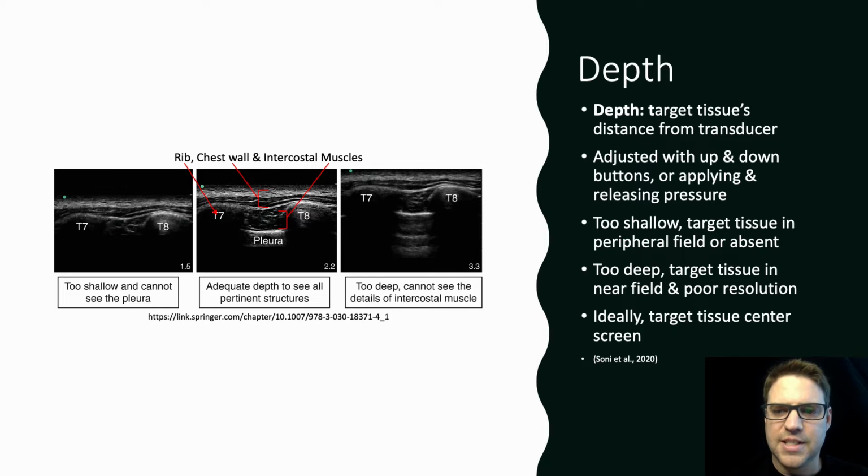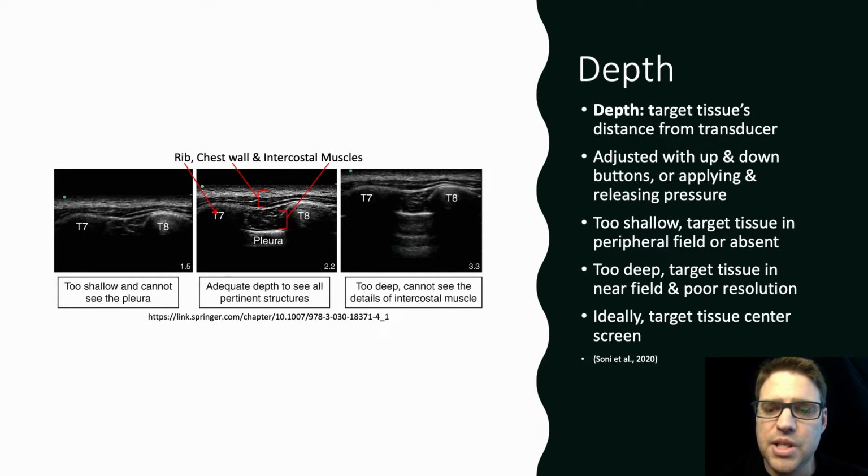Depth refers to the distance the target tissue is from the transducer's position. On most POCUS machines, depth can be adjusted either by using the up or down depth buttons or swiping up and down on a touchscreen, or by applying and releasing pressure on the body's surface with a transducer. Increasing depth brings the target tissue closer to the transducer, while decreasing depth moves the target tissue further away.